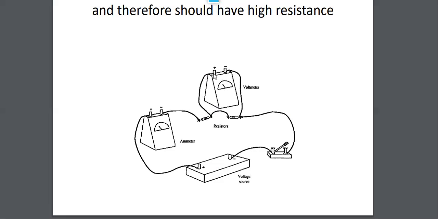Basically, the voltage drop across it is the voltage drop across the thing that you're trying to measure. That's the point of the voltmeter. We want to know what is the voltage across this thing. Hardly any current goes through it because it has such high resistance.